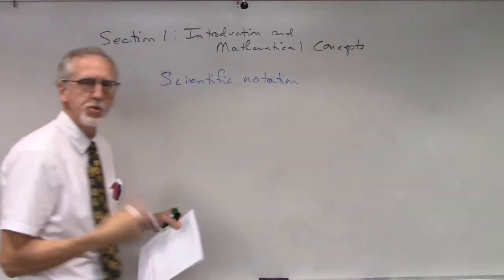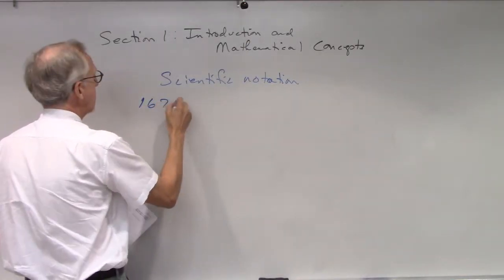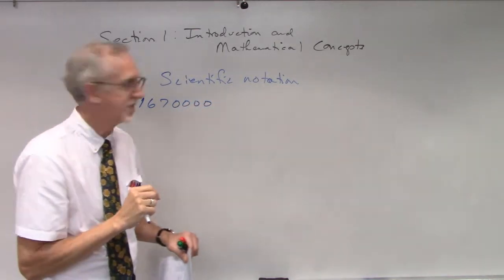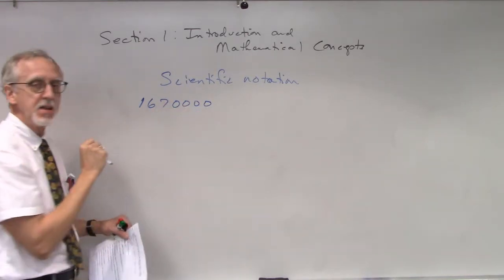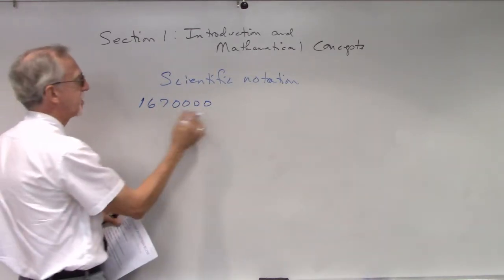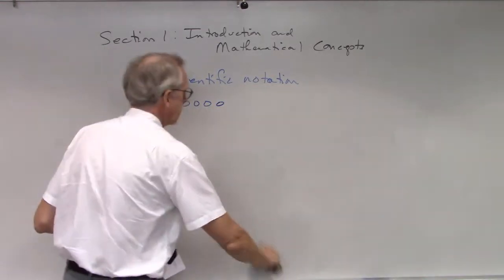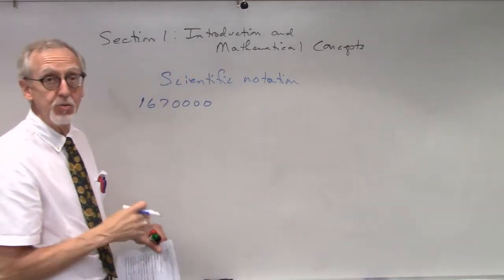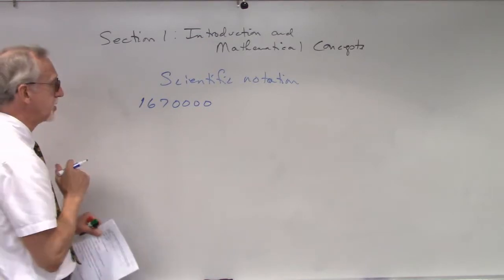For example, let's imagine we've got some large number like 167,000. So that would be like 1,670,000. Sometimes if you're writing this number, it might be very easy to miscount the number of zeros, and you might put an extra 0 or leave off a 0 or something like that. So there's a way of writing it to make sure you know exactly the size without having to worry about counting the zeros all the time.